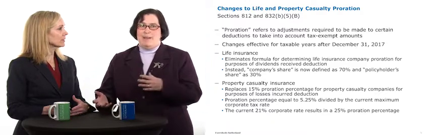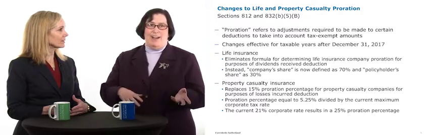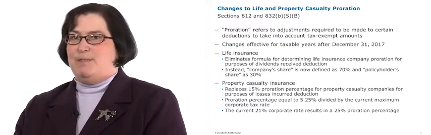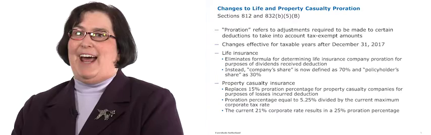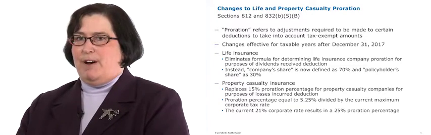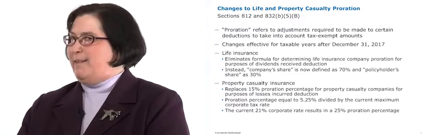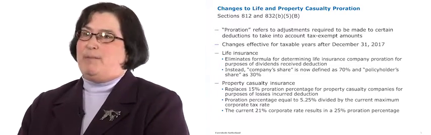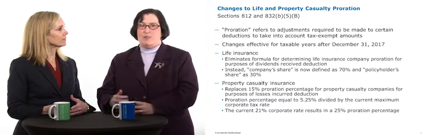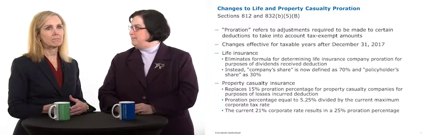And in the property and casualty area, it went the other way. So there was a set 15% rate for proration, and now it's a formula. So the proration percentage equals 5.25% divided by the current maximum corporate rate. And with the 21% corporate rate right now, it's a 25% proration rate.